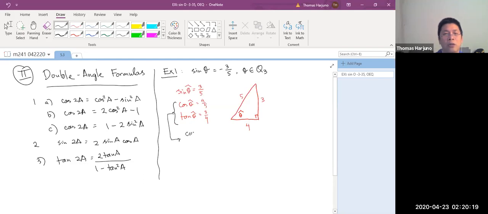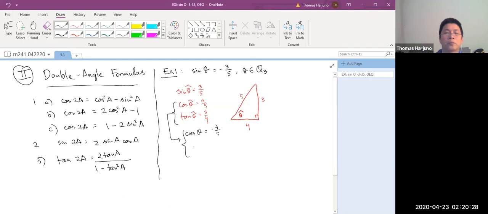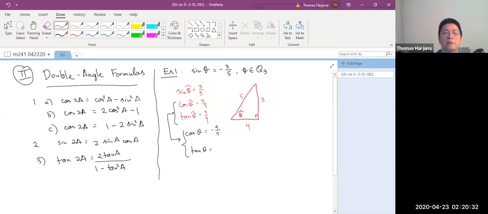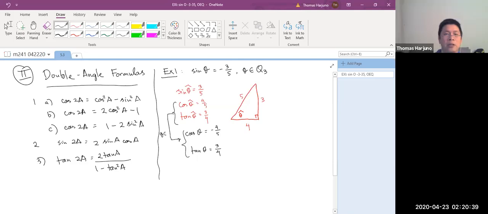Then using these, we go back to theta. So what is cosine theta? Negative 4/5. Why negative? Because it's in the third quadrant. How about the tangent? It's positive. Why? Because theta is in quadrant 3. Now from here we can answer the following questions.